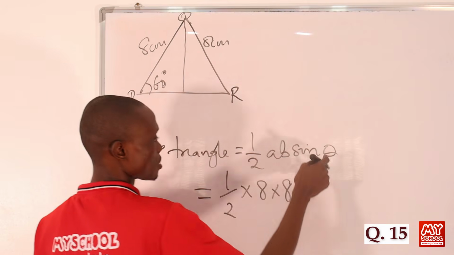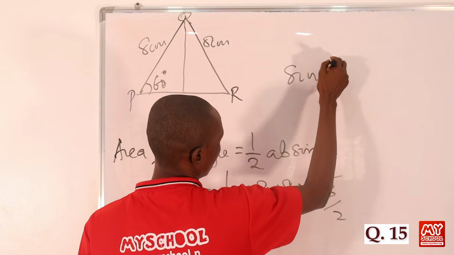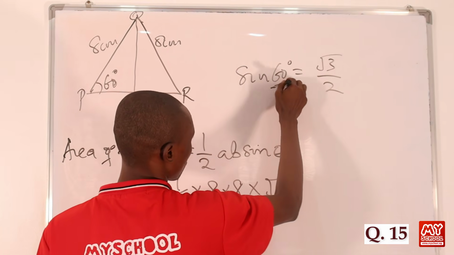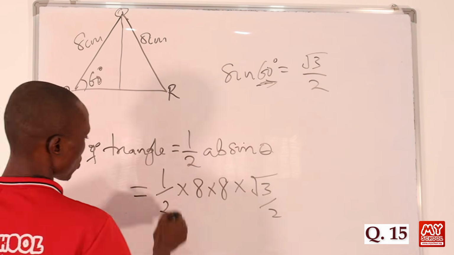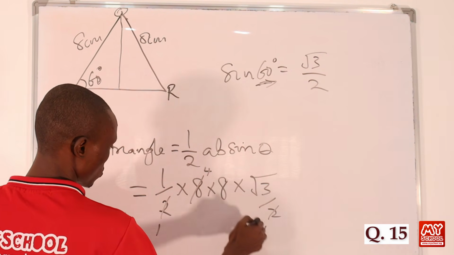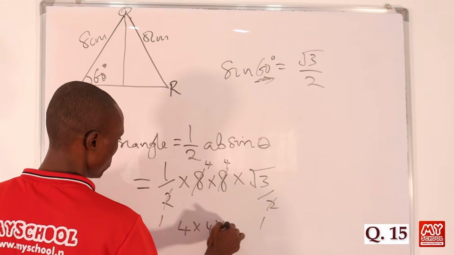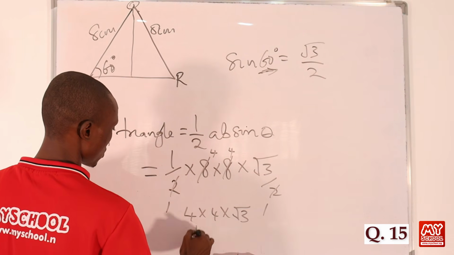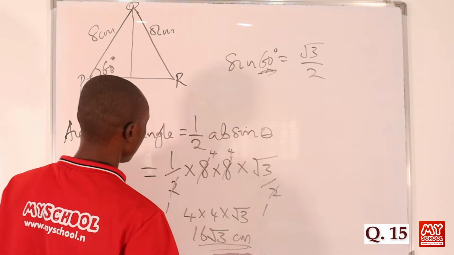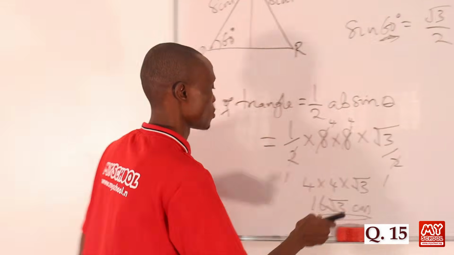So sine 60 is the same thing as root 3 all over 2. Sine 60 degrees is the same thing as root 3 all over 2. Now remember, these are one of those special angles. So 2 here is 1, 2 here is 4, right? 2 here is 1 also, 2 here is also 4. So we'll be having 4 times 4 times root 3. So 4 times 4 is 16. That will give us 16 root 3 centimeters. So the area of the triangle PQR is equal to 16 root 3 centimeters squared.